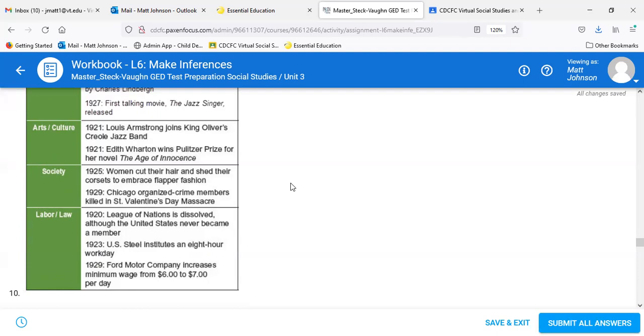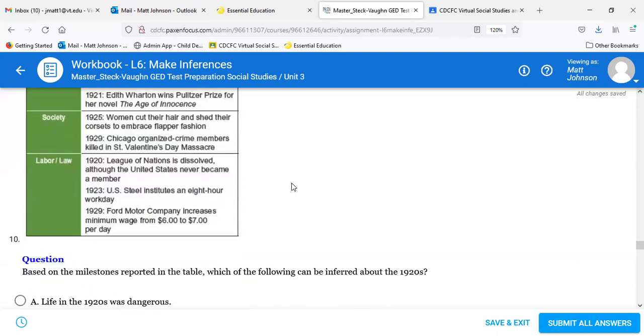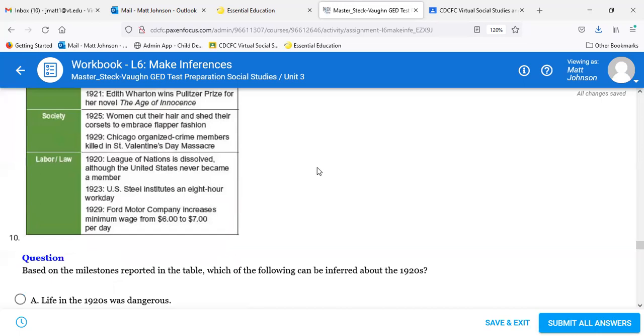And Ford Motor Company increases minimum wage 1929 from $6 to $7 per day, which is really not much when you think about today, when we talk about per hour rather than per day. But a dollar increase from $6 to $7 is huge at that time. So that's something to consider. Okay, so there's our table there and some of the important events from the 1920s.